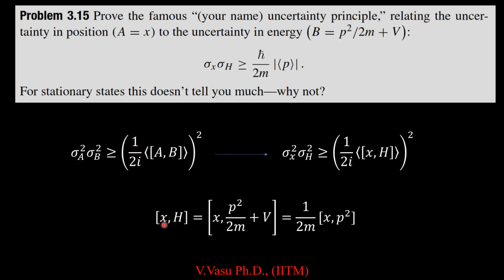What is the commutator of x with H? It is the commutator of x with p squared over 2m plus V. Remember that we are going to calculate the commutator of x with the Hamiltonian, but V depends only on x. So x and V will commute, so this will be 0. Only thing is now we can take out 1 over 2m, and we have to find the commutator of x with p squared. We will do it now.